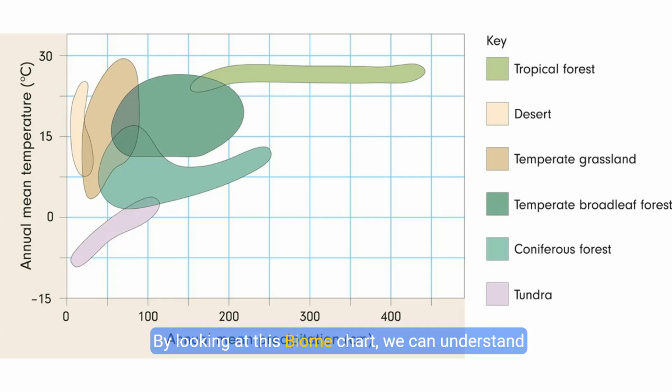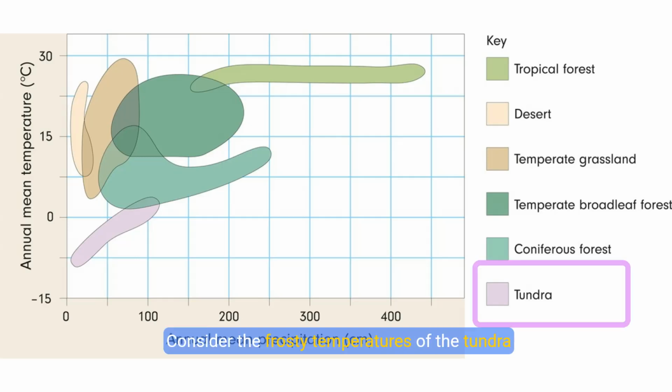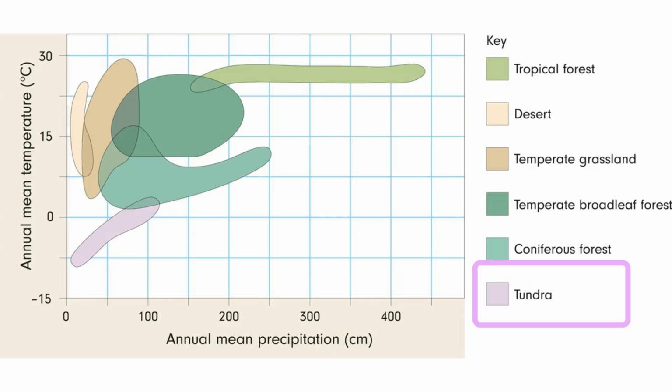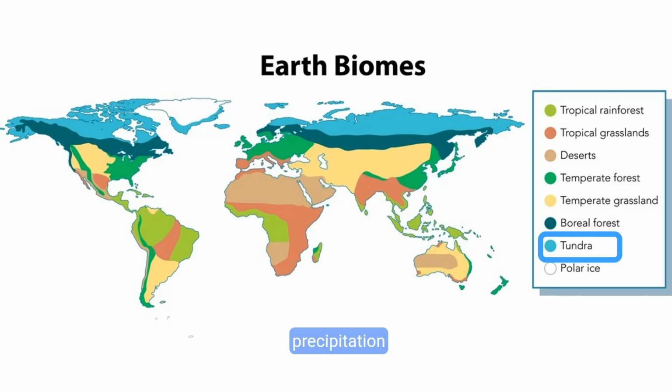By looking at this biome chart, we can understand how temperature and rainfall shape the distinct character of each biome. Consider the frosty temperatures of the tundra biomes. Tundras are characterized by extremely cold temperatures, short growing seasons, and little precipitation.